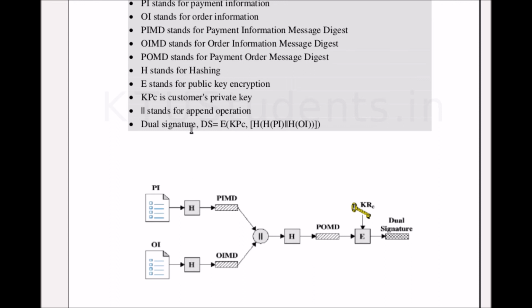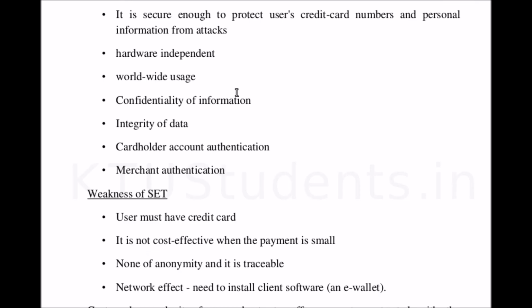So what is dual signature? It is H of PI and H of OI, both concatenated. The concatenated piece again undergoes hashing, then encryption using KPC. This is the dual signature. Hence, this dual signature ensures privacy of the customer. The message digest of PI can only be accessed by the bank, and the message digest of OI can only be accessed by the merchant. Hence, privacy is preserved.